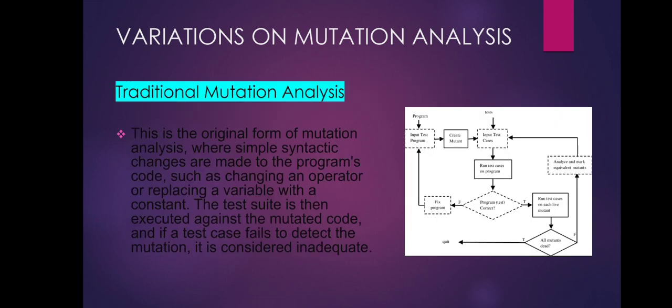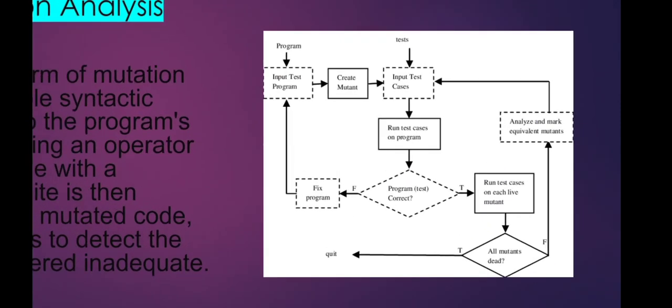Variation of mutation analysis. Traditional mutation analysis. This is the original form of mutation analysis where simple syntactic changes are made to the program's code, such as changing an operator or replacing a variable with a constant. The test suite is executed against the mutated code, and if the test case fails to detect the mutation, it is considered inadequate. This shows the diagram.